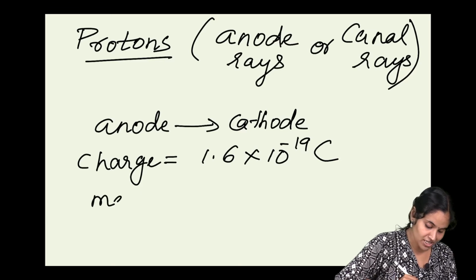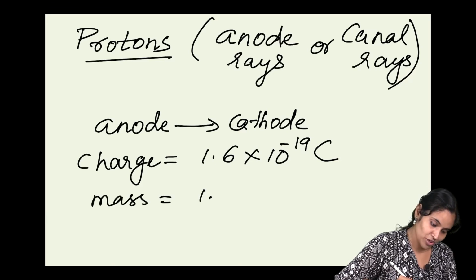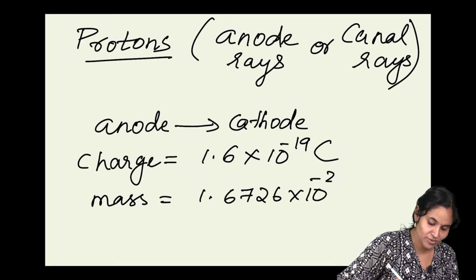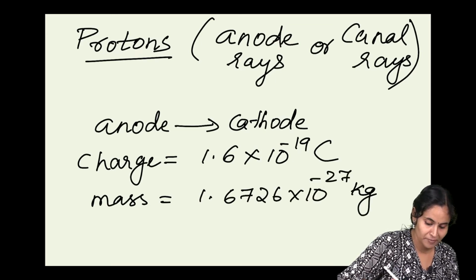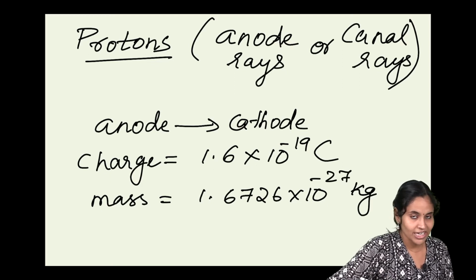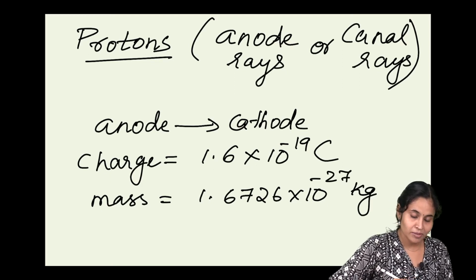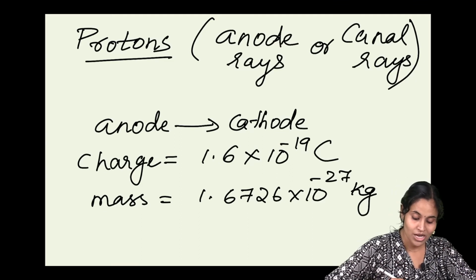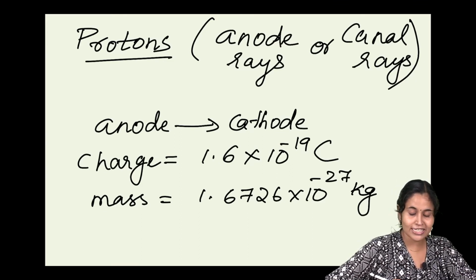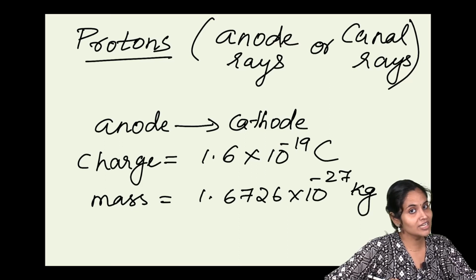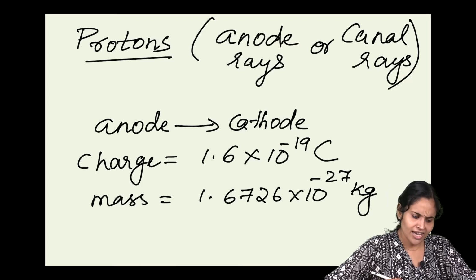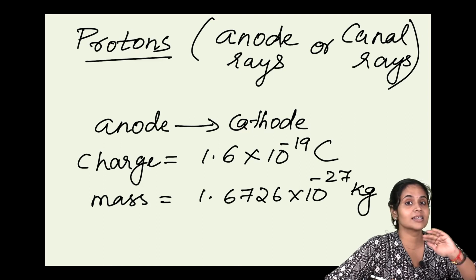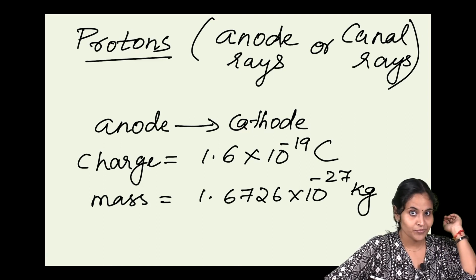And the mass of proton is equal to 1.6726 into 10 raised to minus 27 kilogram. Okay, you have to learn the values definitely. Charge is just opposite to that of electrons, and mass of proton is equal to 1.6726 into 10 raised to minus 27 kilogram. Okay, and definitely these are also charged particles, so they get deflected by electric and magnetic fields, correct?